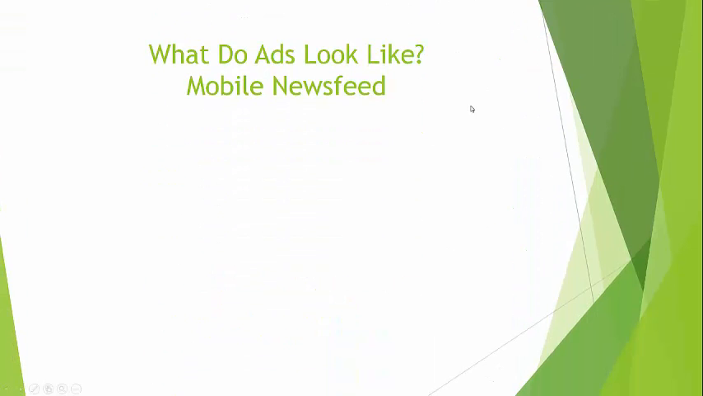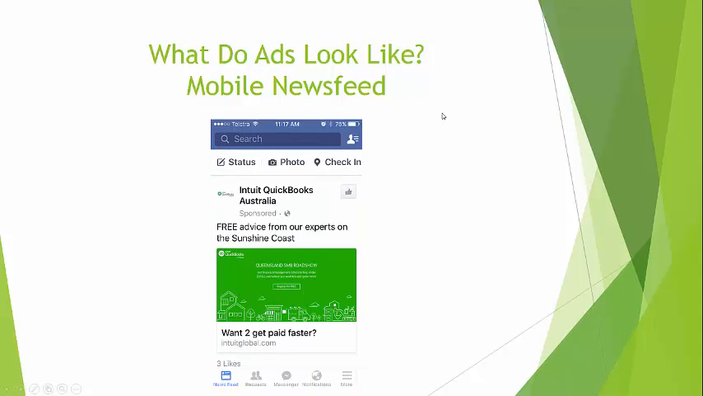Now, the next one we want to look at are mobile newsfeed ads. And this is just a screenshot of my mobile phone. You can see it's got sponsored there, so you know it's an ad. They're giving away something free. They're not doing anything that's outside Facebook's terms and conditions. So that's the different placements of ads.